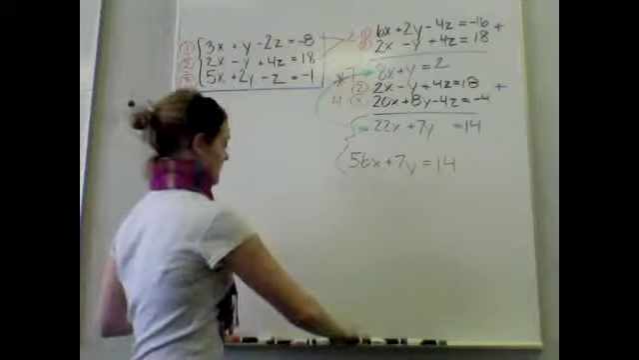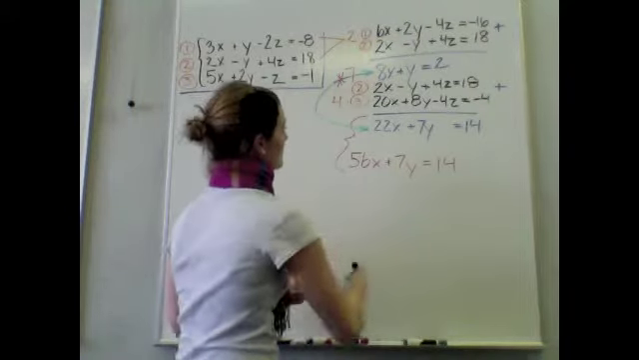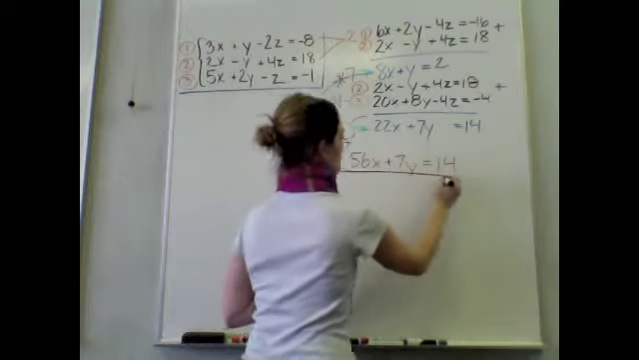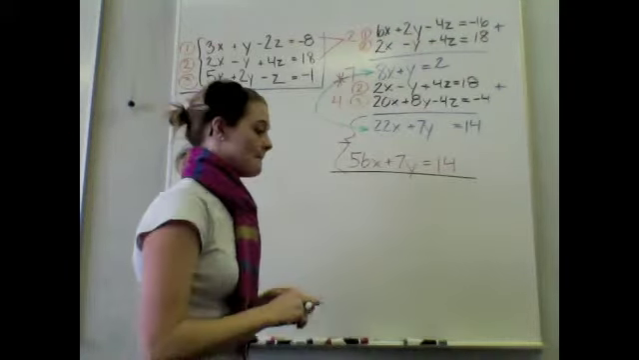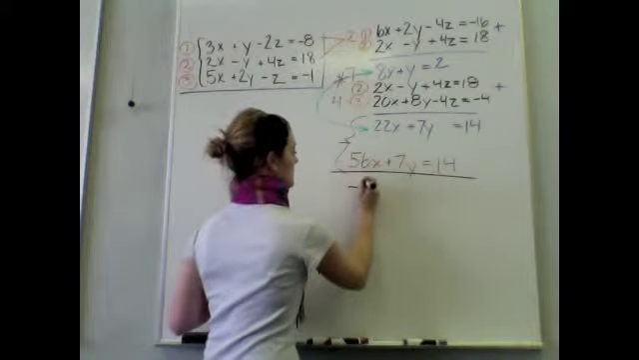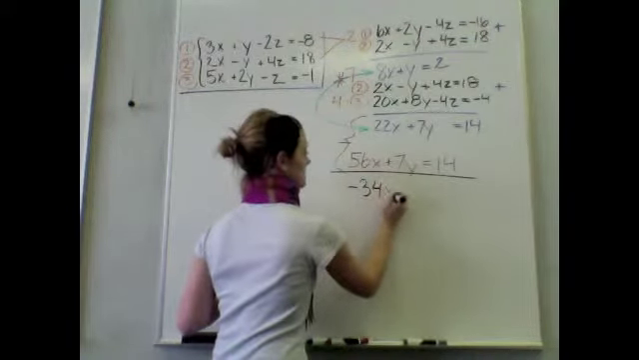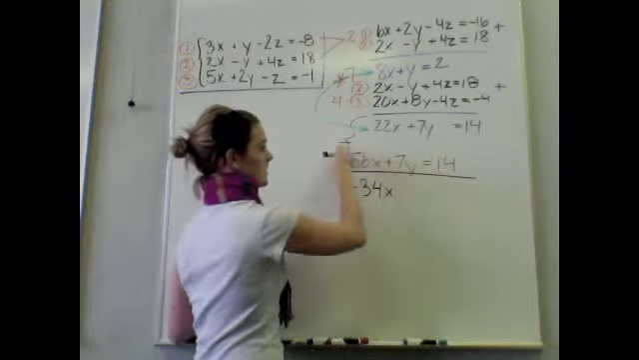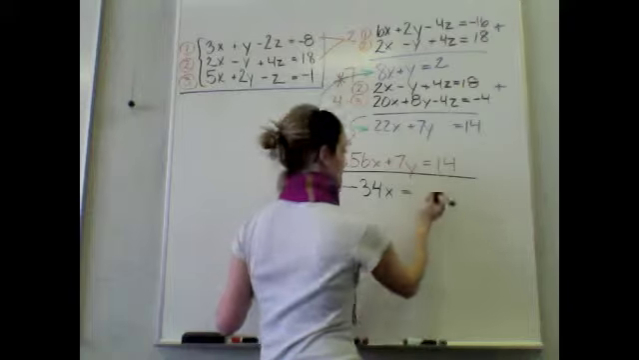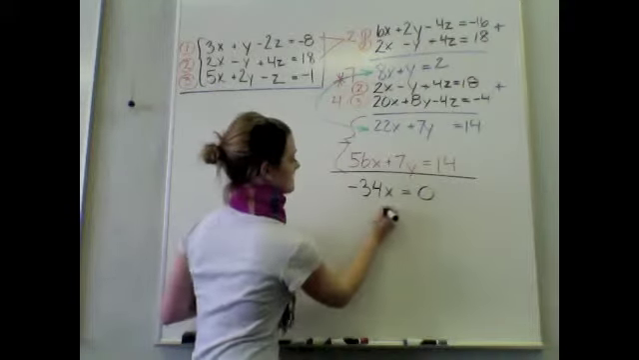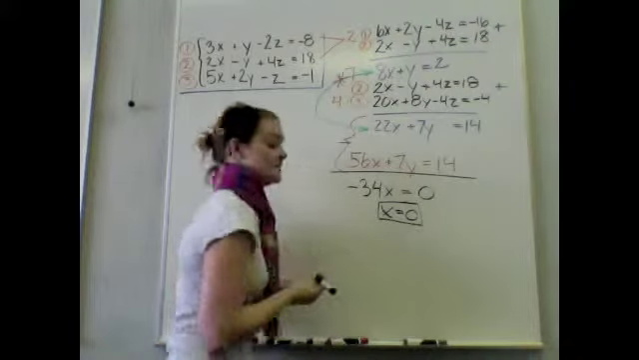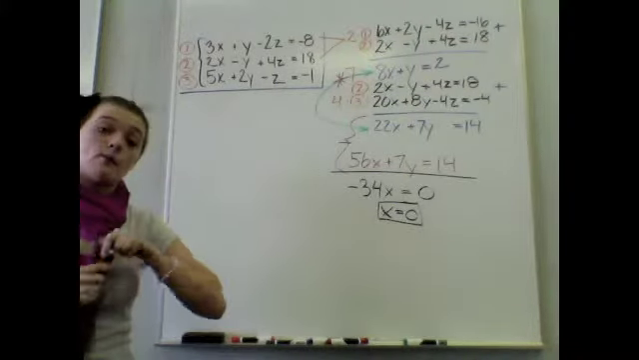And now to eliminate my y, which was my goal, I can subtract these. So 22 minus 56 is going to give me negative 34x. My 7's will go away because I'm subtracting. And this will be set equal to 14 minus 14, which is simply 0. Well, this just tells me that my x is 0. This is one of our solutions, but once again, we're not done.